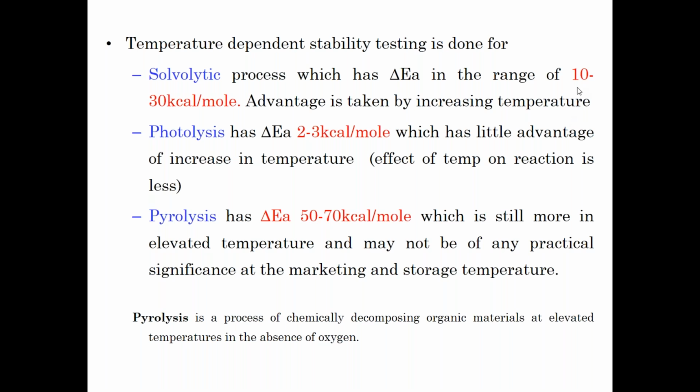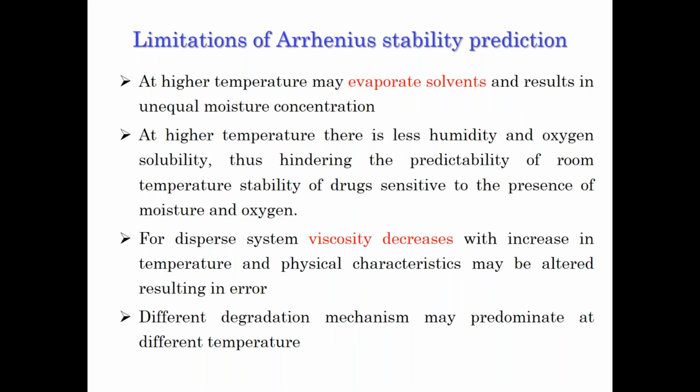Suitably, the range should be between 10 to 30 kilocalories. Any degradation happening in the presence of change in temperature which has an EA value in the range of 10 to 30 kilocalories per mole is dependent on temperature, and we can conveniently understand its stability by increasing the temperature to the highest side. We should also know a little bit about the limitations of the Arrhenius theory. I already made you understand one of the limitations: not all degradation can be analyzed based on the Arrhenius concept because it mainly happens in the presence of temperature only. That is the general limitation.